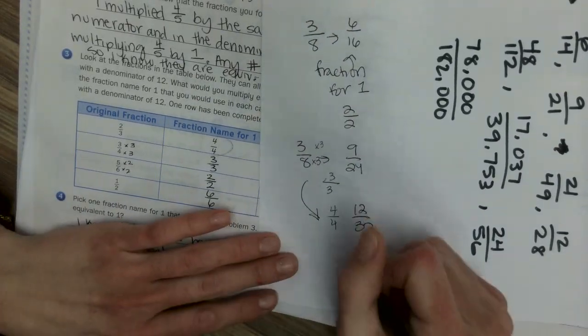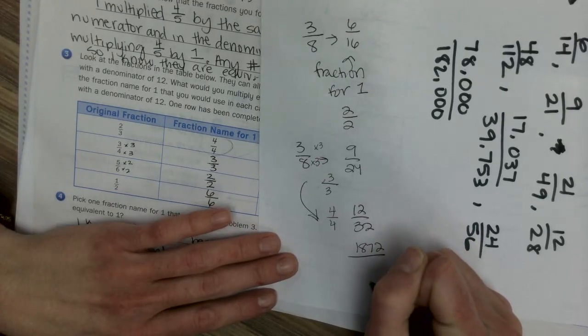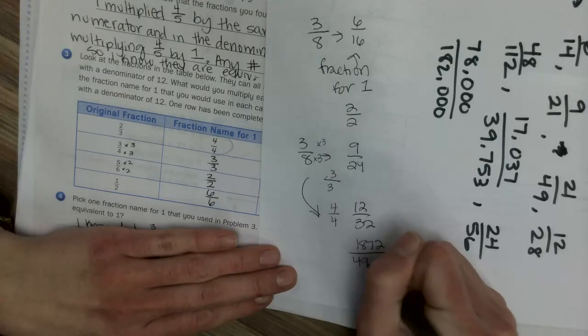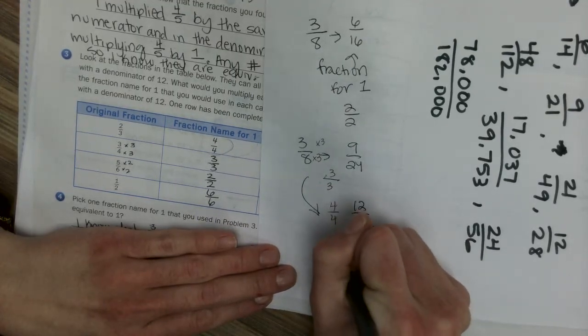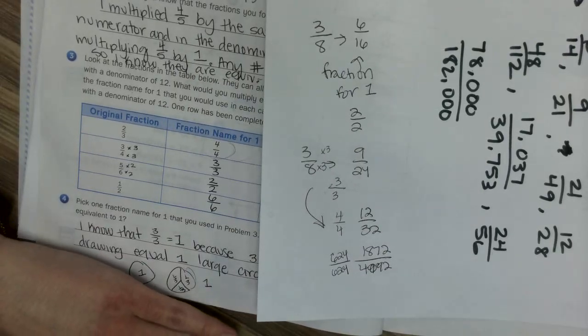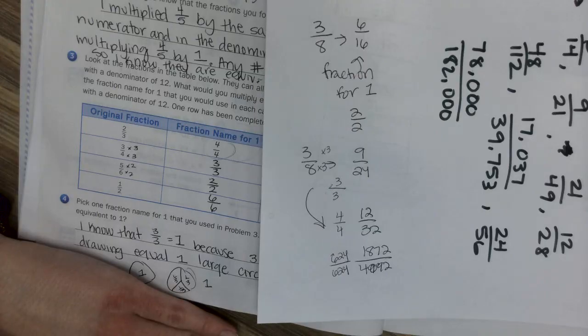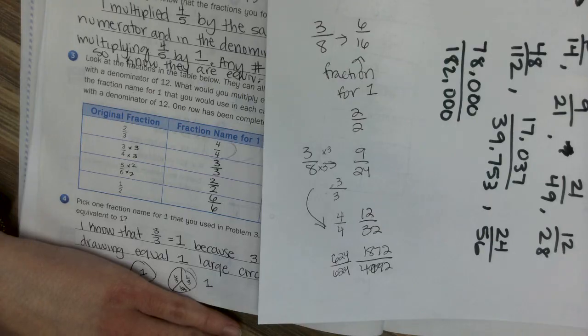Asher? 1,872 over 4,992, and then multiplied by 600. So 624. Senna? 2,700 over 7,200, and then multiplied by 900, so you'd have 900 over 900.